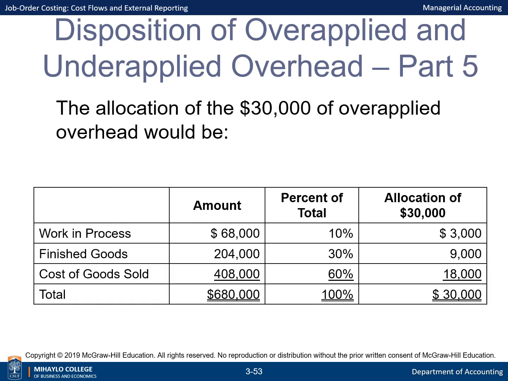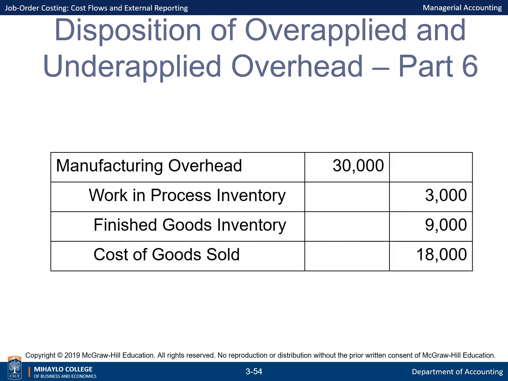Work in process is allocated 10%, or $3,000, finished goods is allocated 30%, or $9,000, and cost of goods sold is allocated 60%, or $18,000, of the overapplied overhead. The journal entry to record the allocation is to debit manufacturing overhead for $30,000, credit work in process inventory for $3,000, credit finished goods inventory for $9,000, and credit cost of goods sold for $18,000.